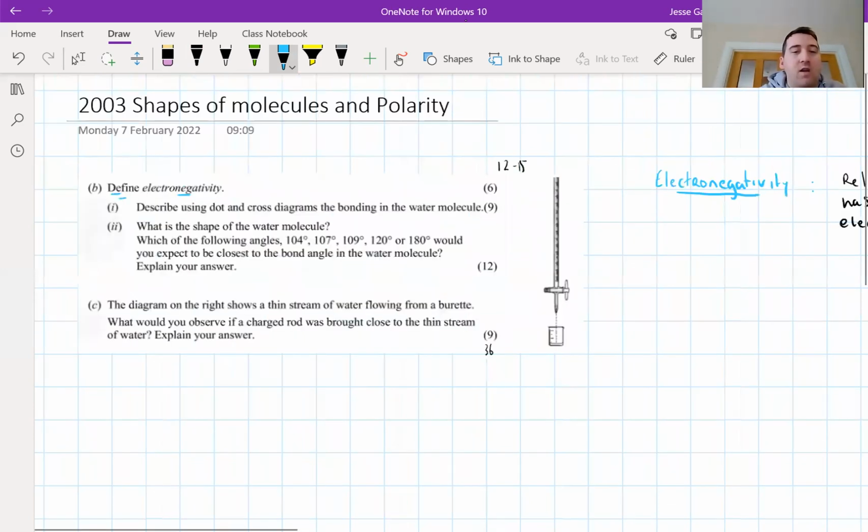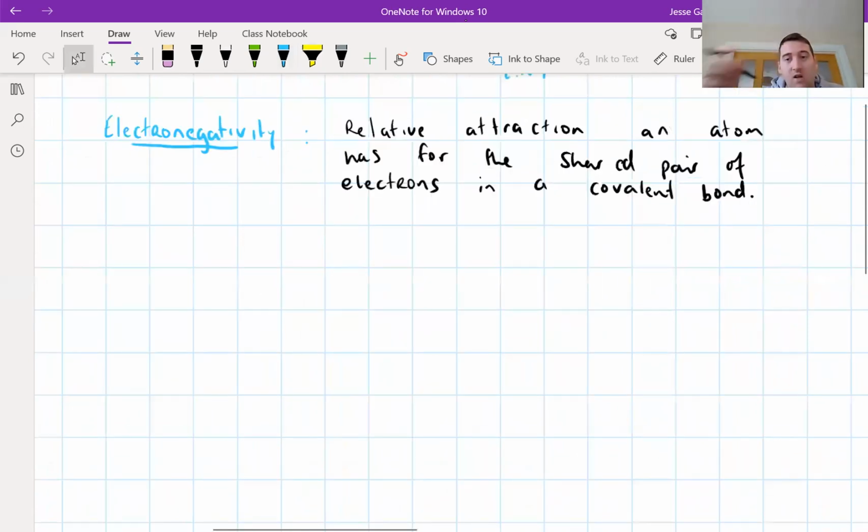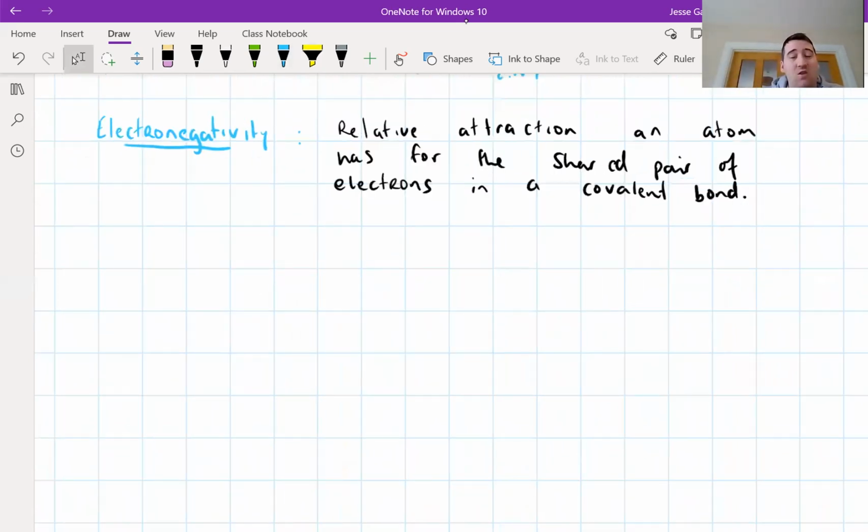All right, the next one, describe using dot and cross diagrams. So you have to use a diagram, guys, because it says describe using, you've no option here. Okay, the bonding in the water molecule. So water, as you all know, is H2O. Okay, and really all you need to do here is draw the final structure, describe it. You could have a little bullet point explanation on the side. I think that's always a good idea, but it's water.